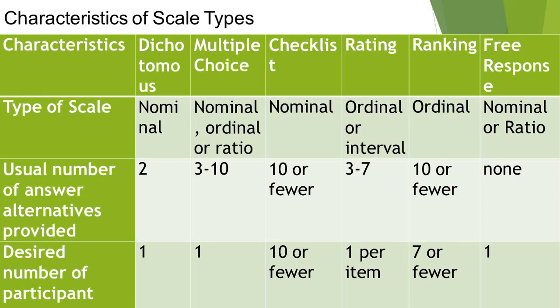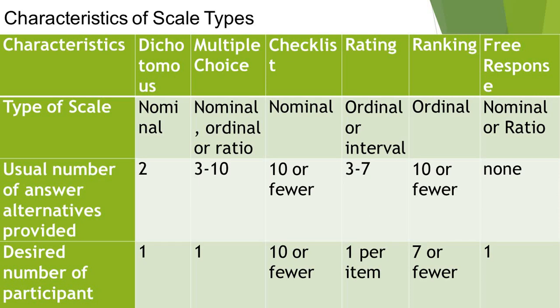So the type of scale: dichotomous is nominal; multiple choice is nominal, ordinal, or ratio; checklist is nominal; rating is ordinal or interval; ranking is ordinal; free response is nominal or ratio. In terms of the usual number of answer alternatives provided, dichotomous is 2, multiple choice is 3 to 10, checklist is 10 or fewer, rating 3 to 7, ranking 10 or fewer, and free response none.